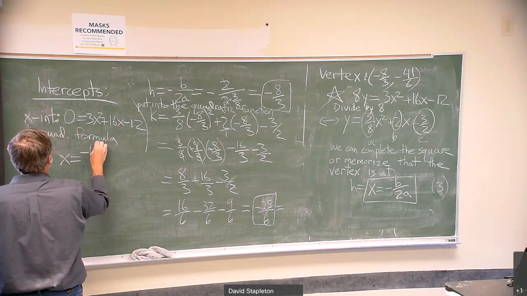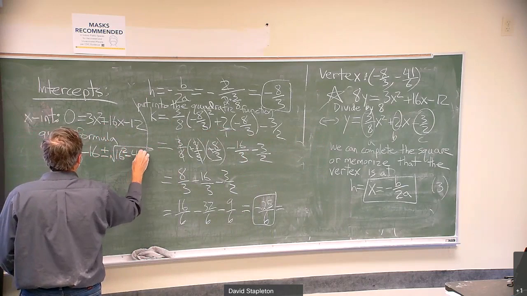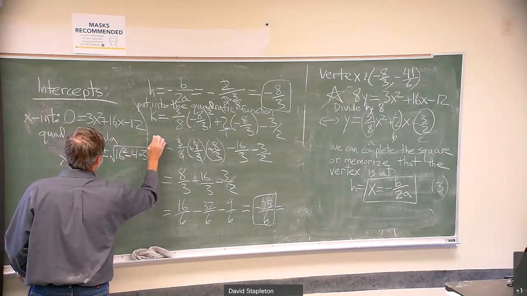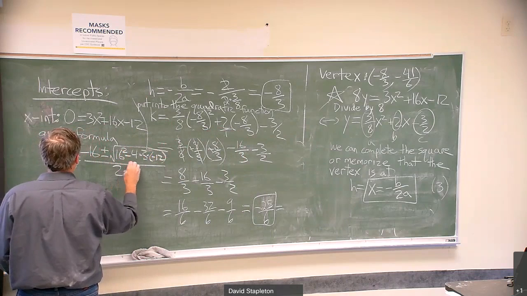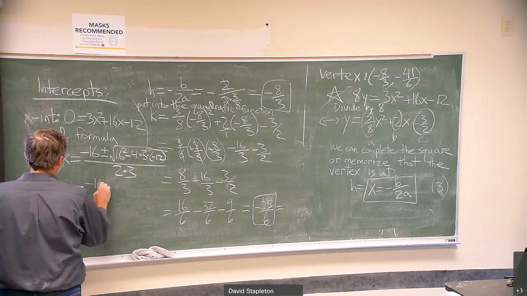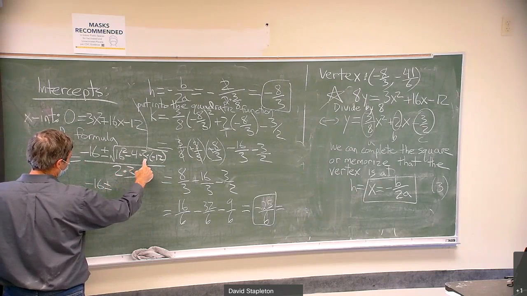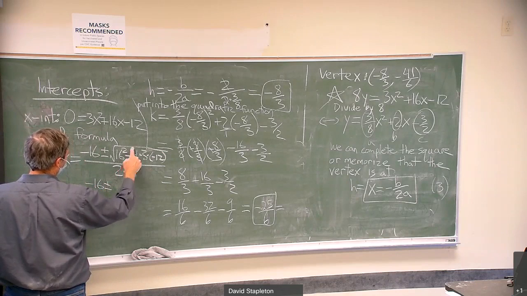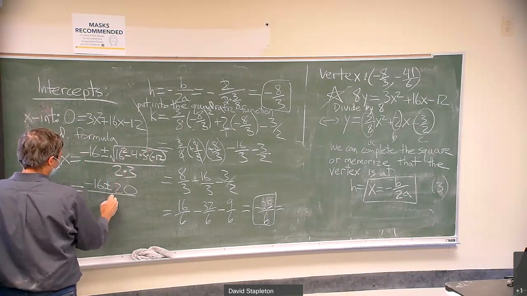x equals minus b, which is minus 16, plus or minus the square root of b squared minus 4 times a times c, which is minus 12, all over 2a. There it is. The x-intercepts are these points. I just have to figure them out. Minus 16 plus or minus, so this is 256 plus 144. It's 400. So this is the square root of 400, which is 20. Make some real fast numbers in there. All over 6.